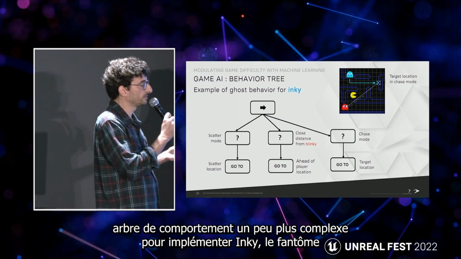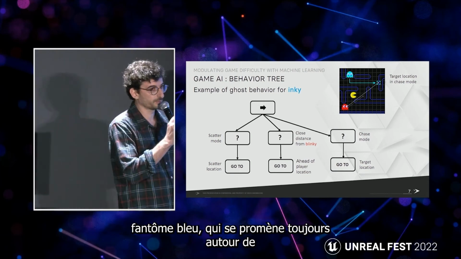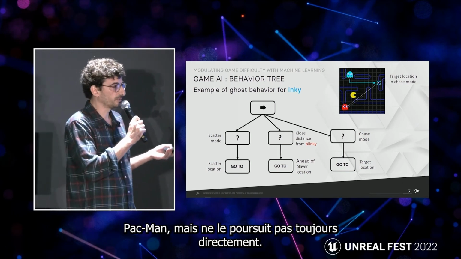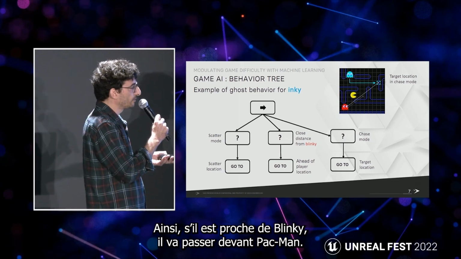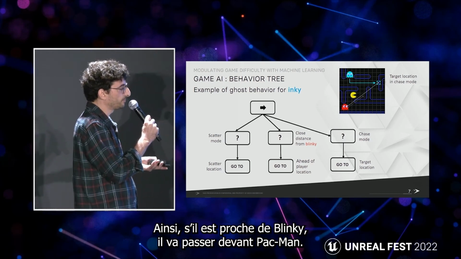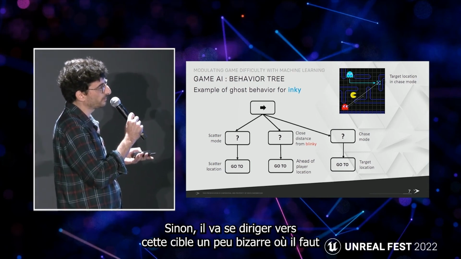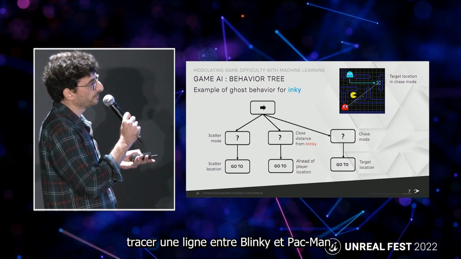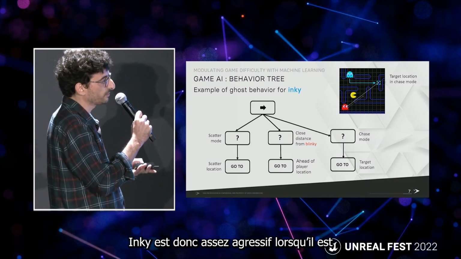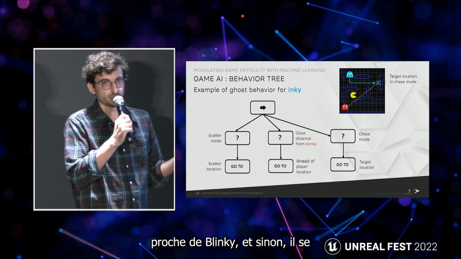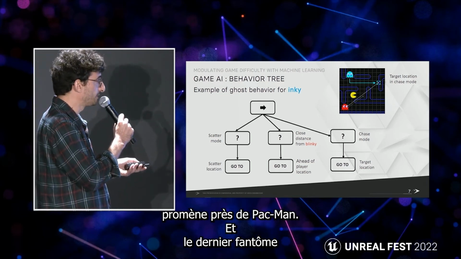complex behavior tree for implementing Inky, the blue ghost, who is basically going to be always roaming around Pac-Man, but not always chasing him directly. There is this condition where if he's close to Blinky, he's going to go ahead of Pac-Man. Otherwise, he's going to go to this a bit weird target location where you have to draw a line between Blinky and Pac-Man, and then he's going to go to this location. So that makes Inky pretty aggressive when he's close to Blinky, and otherwise he's roaming away close to Pac-Man.